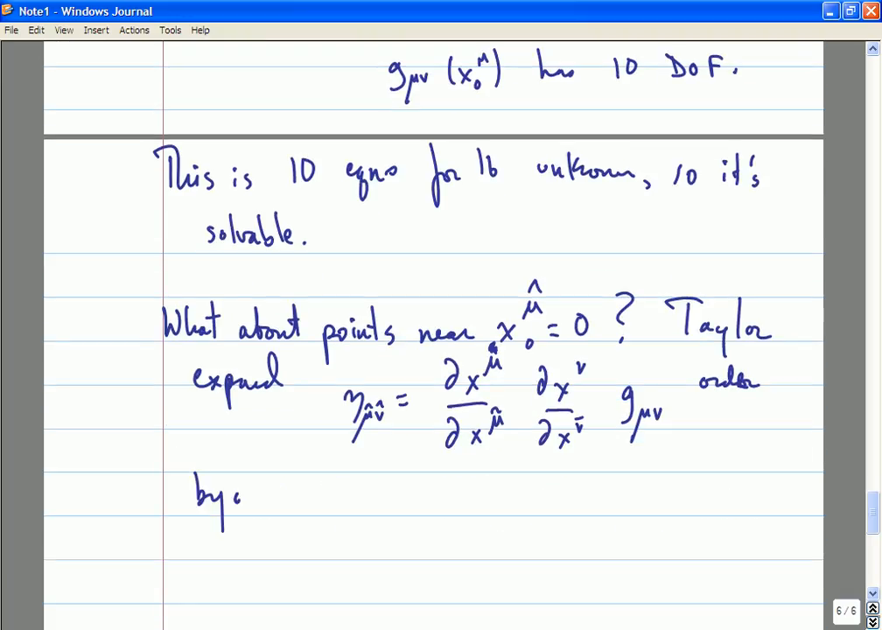In the variable x mu hat. And then I would like to ask whether it's possible to solve this equation not only at zeroth order in x hat, but at successively higher orders in x hat as well. Is the question clear? Because I'm about to go through a rather gnarly little piece of tensor manipulation. So is the question clear before I proceed to do the computation? The answer that we find, in fact, will be rather remarkable.